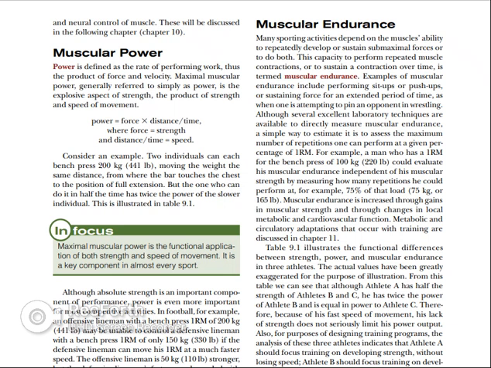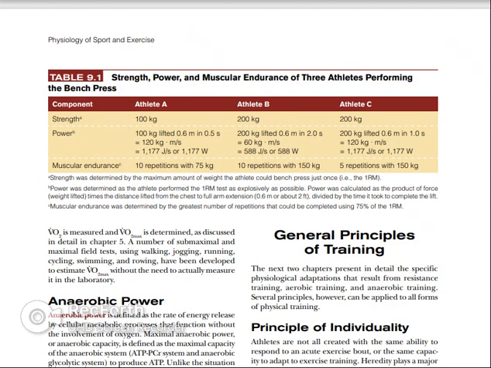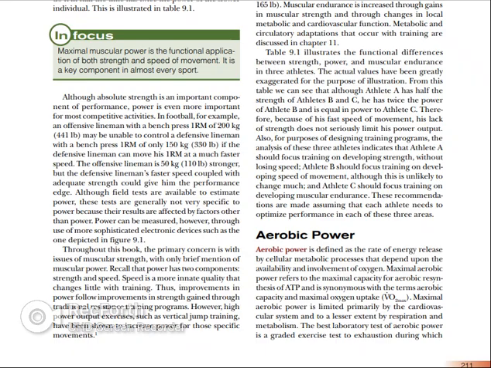Consider an example. Two individuals can bench press 200 kg, moving the weight the same distance from where the bar touches the chest to the position of full extension, but the one who can do it in half the time has twice the power of the slower individual. This is illustrated in table 9.1.